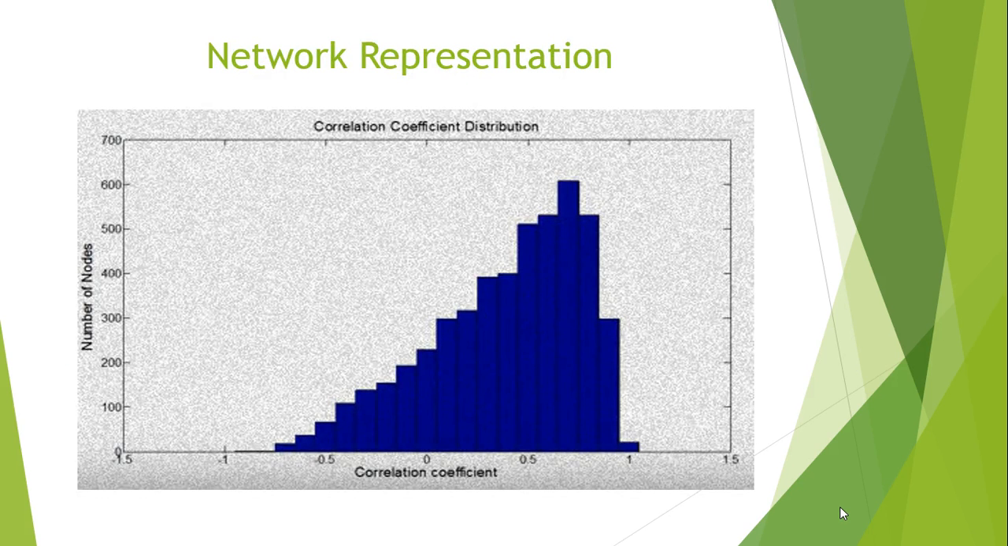In this slide, the distribution of the correlation coefficients is presented. It can be seen that most of the correlation coefficients are positive and the peak value is around 0.7. This phenomenon will influence the threshold that will be explained later.